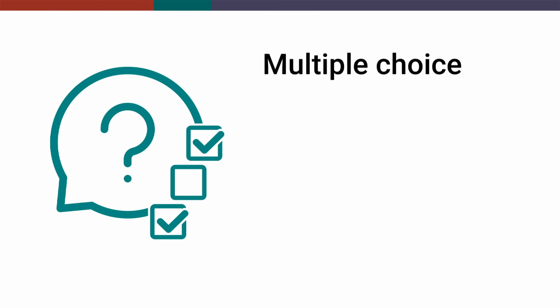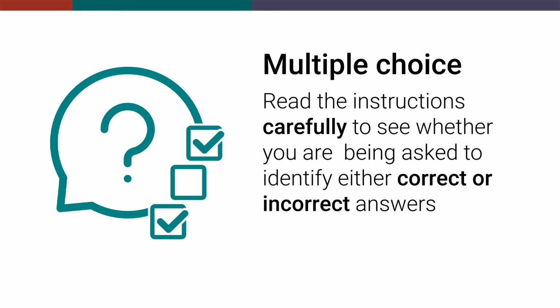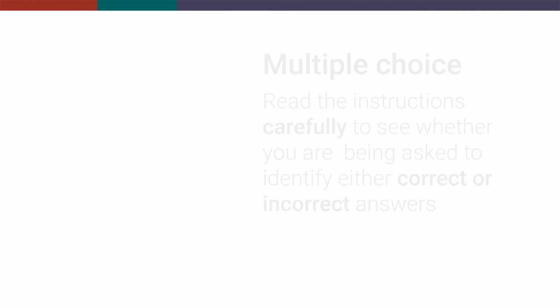For the second type of question, you read a question or statement and need to select a response or responses based on whether you are asked to select the correct answer or answers, in other words, those that are true, or identify the answer or answers that are not correct, meaning those that are false or inaccurate. You will need to read the questions and instructions carefully to see whether you are being asked to identify the correct or incorrect answer or answers. Here are 3 examples.